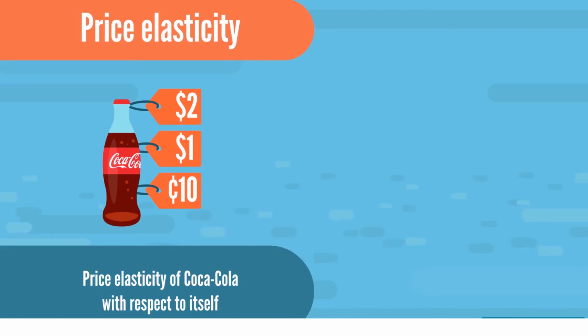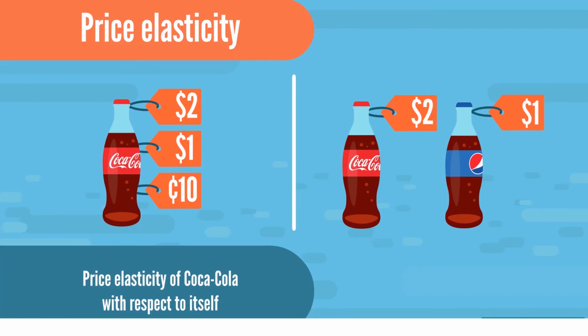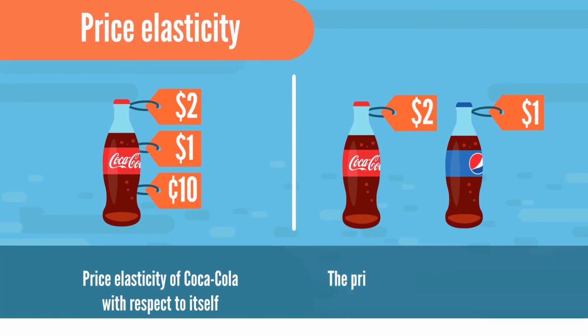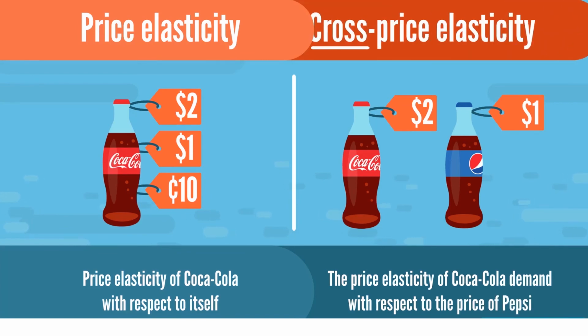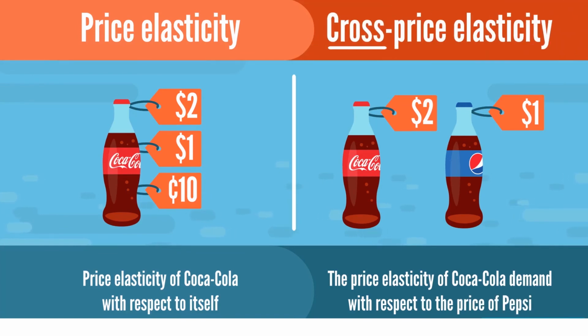However, in the second case, where we've got two products, we must say the whole name, price elasticity of Coca-Cola demand with respect to the price of Pepsi, in order to be sure that there will be no confusion. All right, now that we have an idea about what price elasticity is, let's discuss it in economics terms.